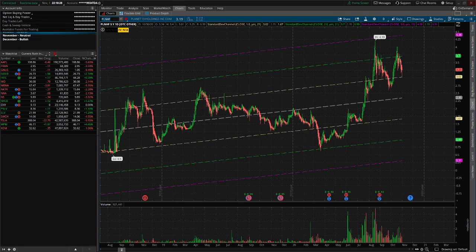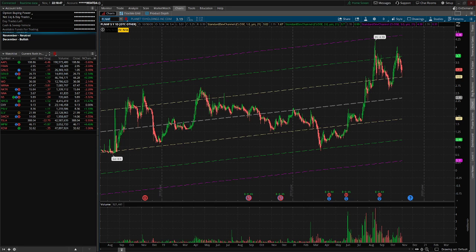You need open interest. You need liquidity. Unless you're doing SPY or Tesla or Apple, one of these really highly liquid ones, you could potentially do weeklies, but I like monthlies because the open interest is much higher.